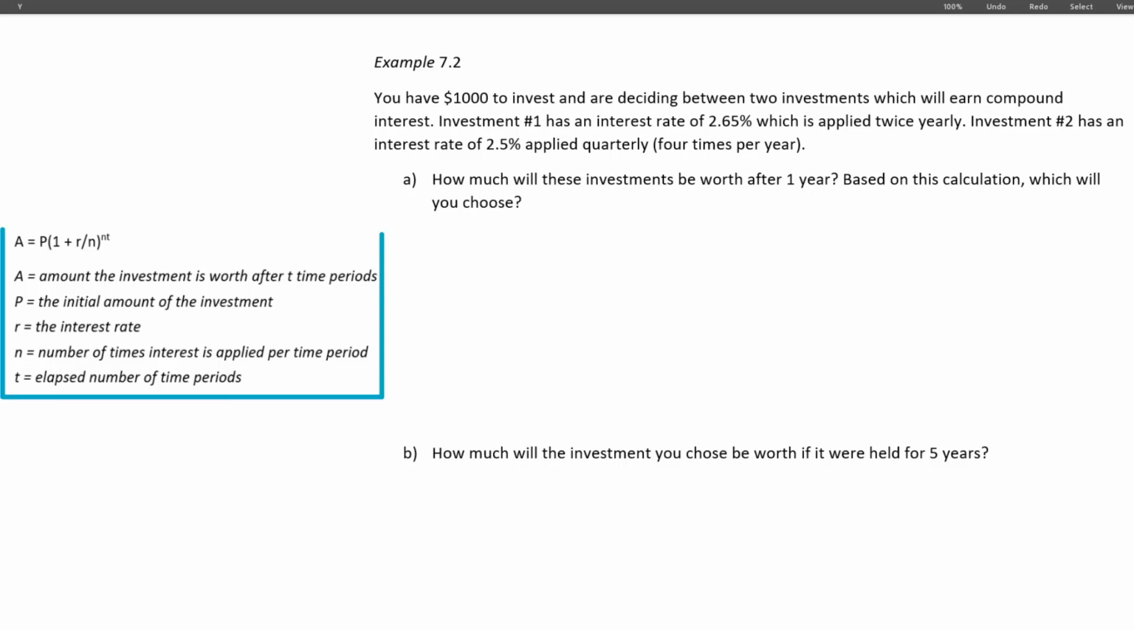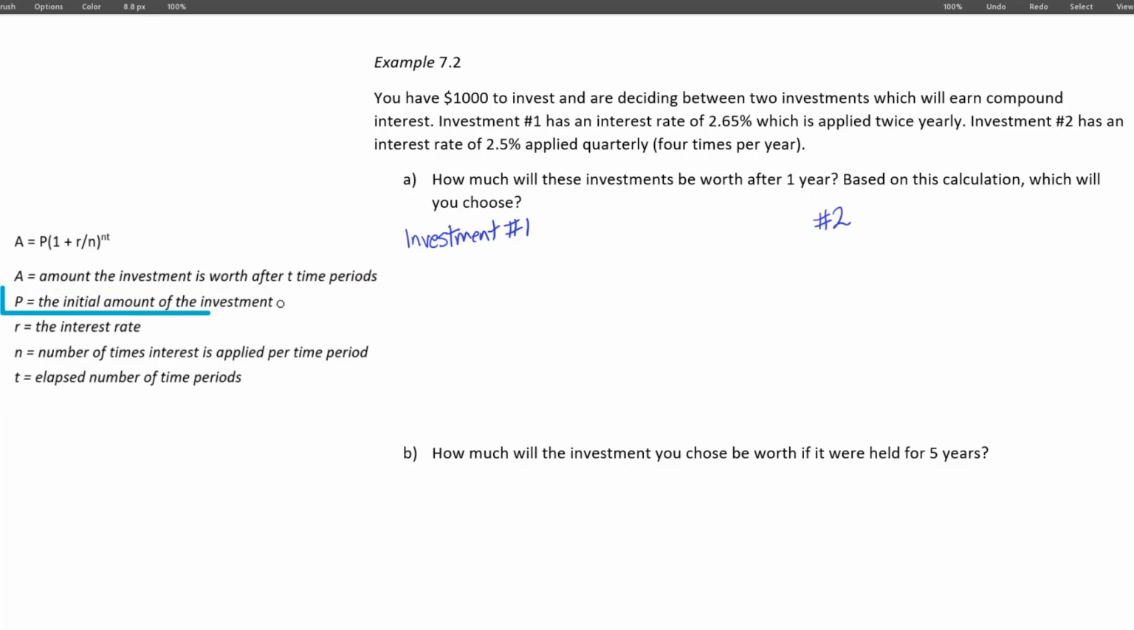When working on problems like these, I like to have the formula that I'm applying visible and present. So I've put it over here to the left. You, of course, have it in your materials. We have 2 investments here, investment number 1 and number 2. They're going to need separate calculations. For each investment, we have to identify P, R, N, and T in order to calculate A.